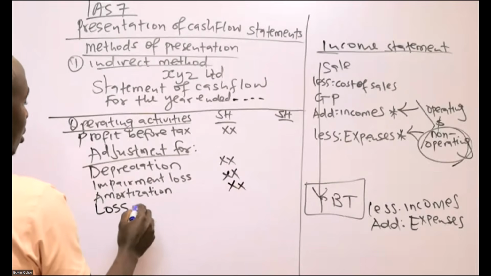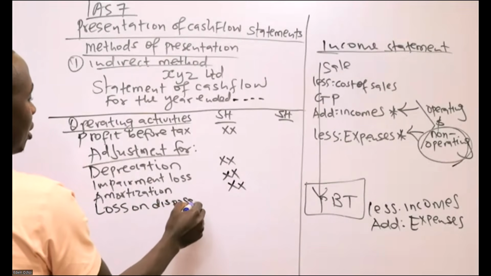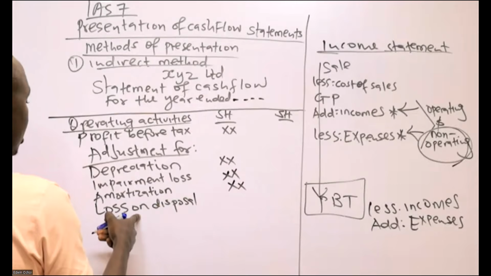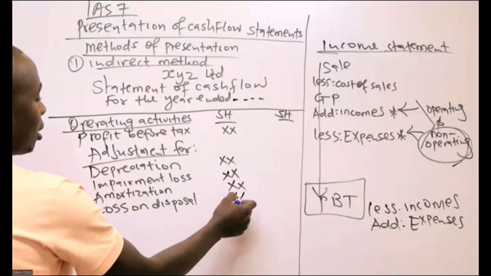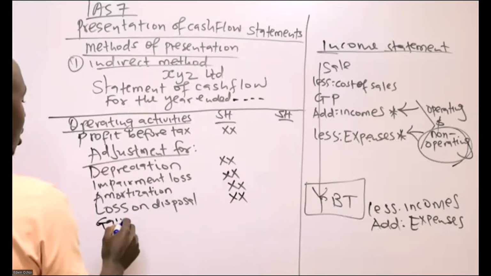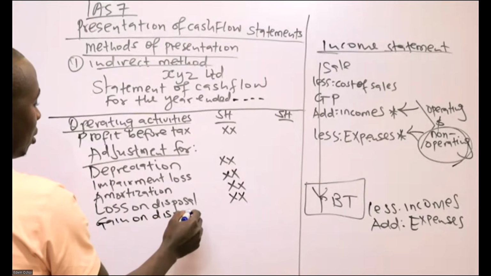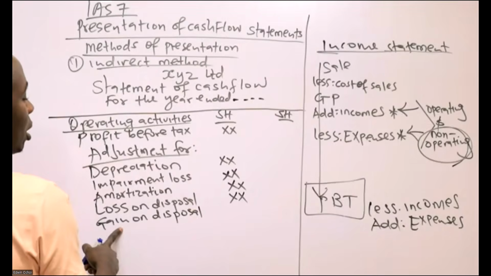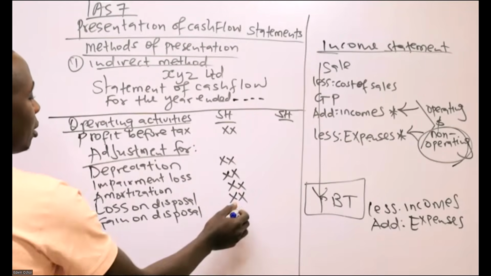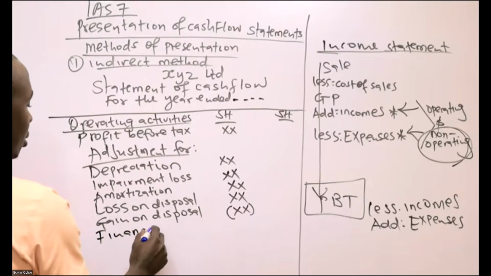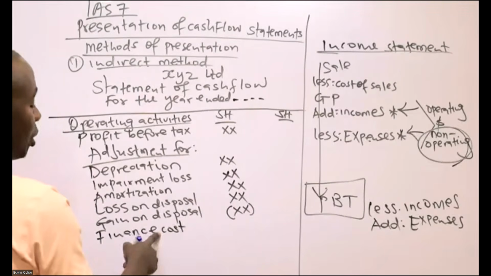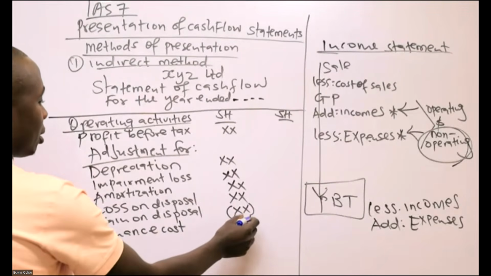The loss on disposal. If we disposed some assets, we lost what we were supposed to generate. The loss we generated, that is an expense, we add back. The gain on disposal is an income. It was added, we subtract. Then after that, you consider the finance cost. This is an expense. It was subtracted, we add.